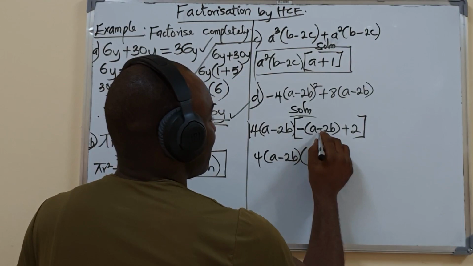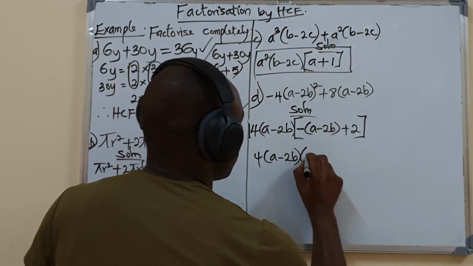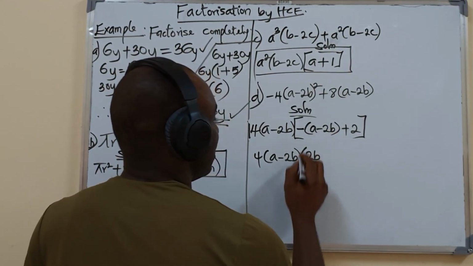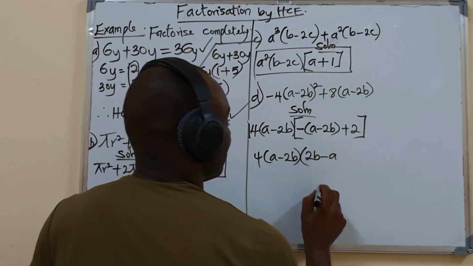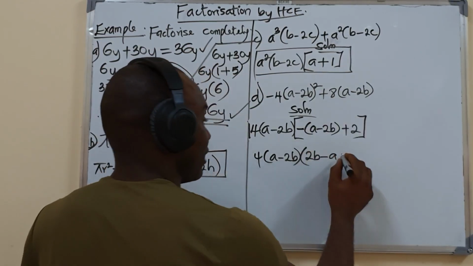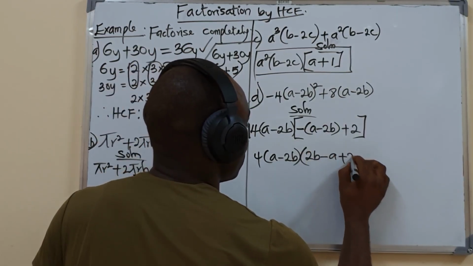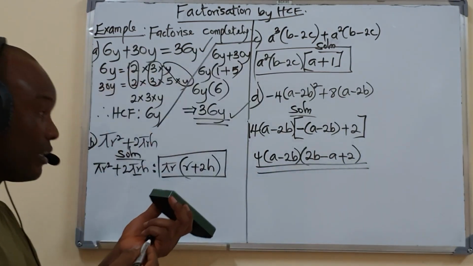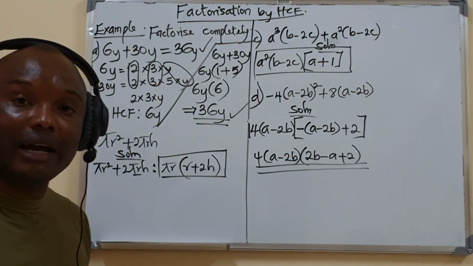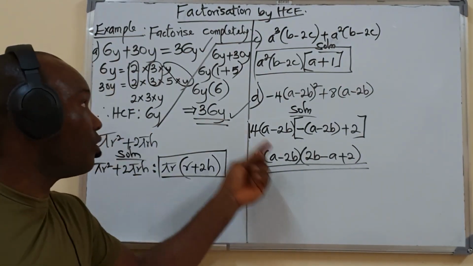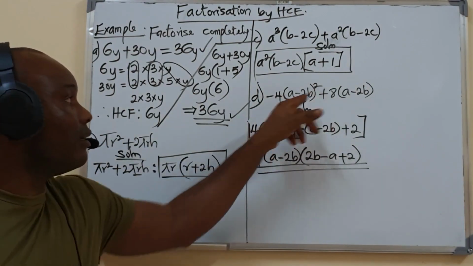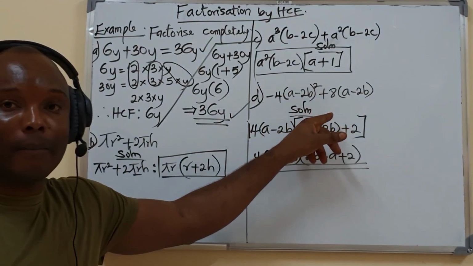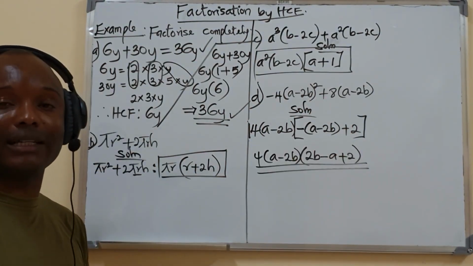Negative multiplies negative will give me positive. So the 2b is positive 2b minus a. This is part of the bracket, so you can keep it with them, plus 2. It is what it is. We cannot go further with that because we have already simplified. This is the end product of factorizing the question in D. Let's try some other example.